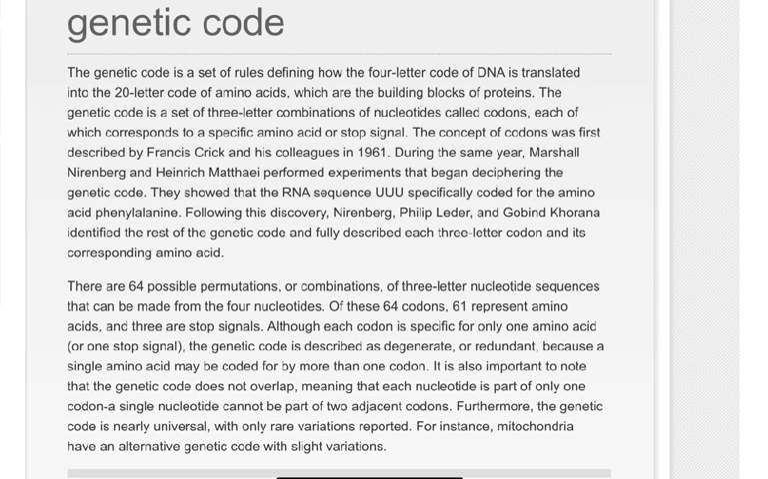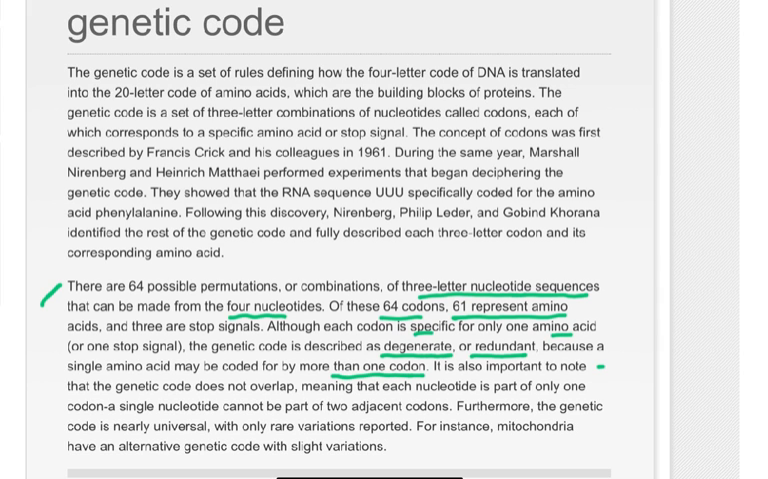Now, I would like you to pause the video here and have a look at what I want you to read. I'm not going to read all of it, but I'm going to just read here. There are 64 possible permutations or combinations of 3-letter nucleotide sequences that can be made from the 4 nucleotides. Of these 64 codons, 61 represent amino acids, and 3 are stop signals. Although each codon is specific for only one amino acid or one stop signal, the genetic code is described as degenerate or redundant because a single amino acid may be coded for by more than one codon.